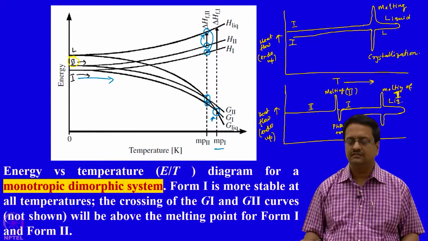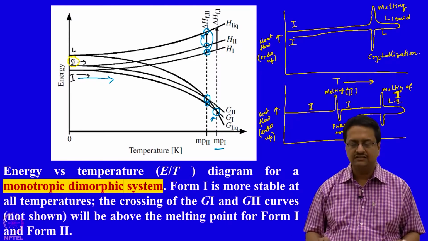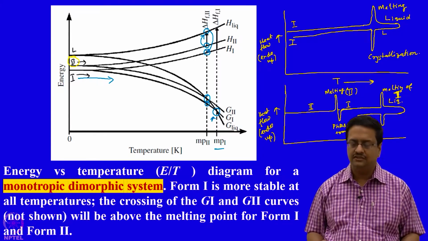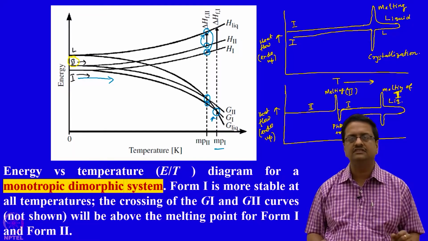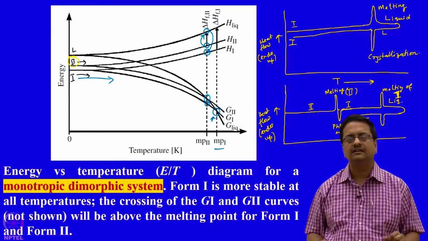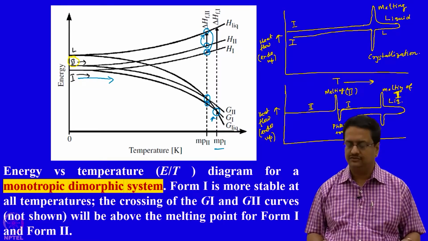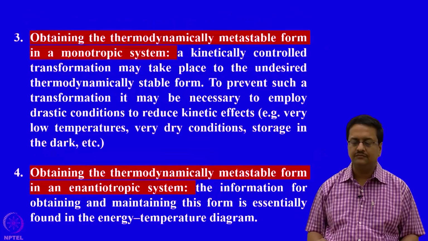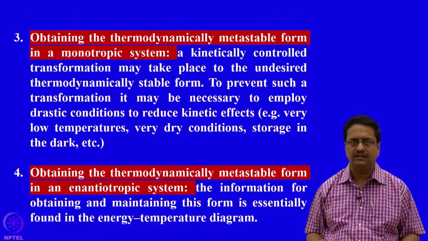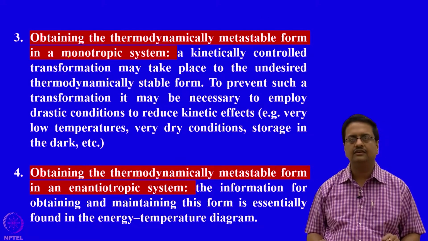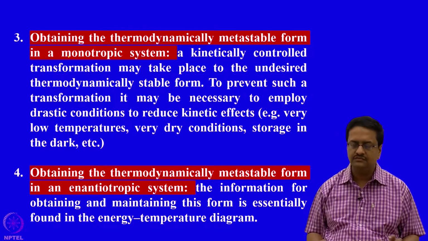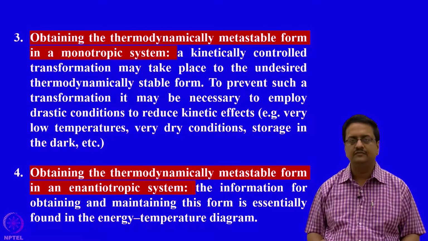The example is diamond, which is a metastable phase. It has a tendency to get converted to graphite, but that transformation is kinetically very slow, and hence diamond takes an enormous amount of time to get converted to graphite. Similarly, there may be some polymorphs which are thermodynamically unstable, but kinetically conversion to a more stable phase may be very, very slow at extremely low temperatures like liquid nitrogen temperature and so on.